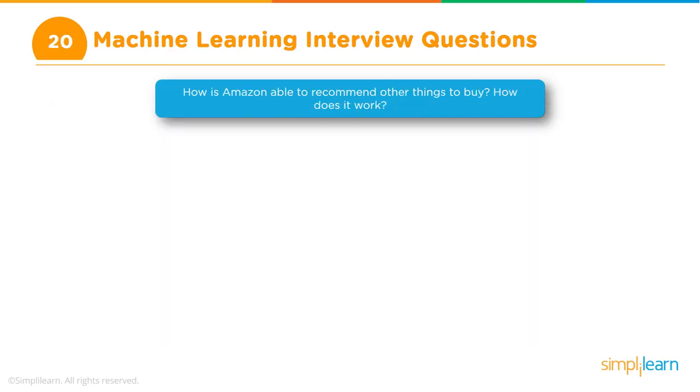Then the questions may be around application of machine learning, and this question is specifically around how Amazon is able to recommend other things to buy. So this is around the recommendation engine. How does the recommendation engine work? This is basically what the question is all about.